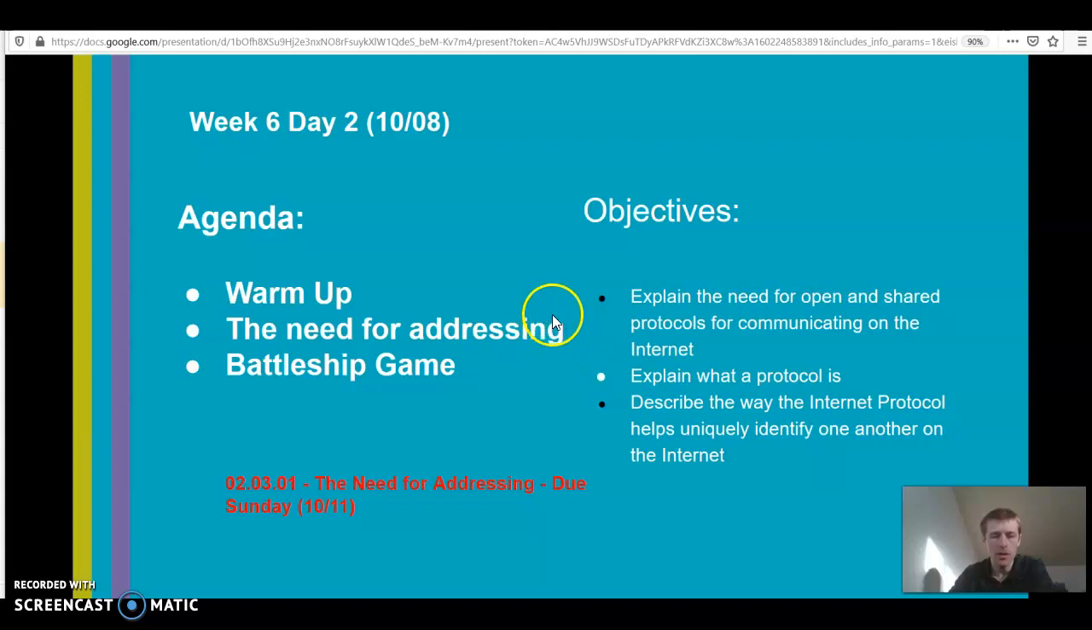We talked about the need for addressing on the internet and why that's such an important foundational concept. And eventually we will be talking about the OSI layer model. And of course, this is going to be central to why that whole concept needs to exist. And if we understand this idea very well, then the following unit shouldn't be too bad.